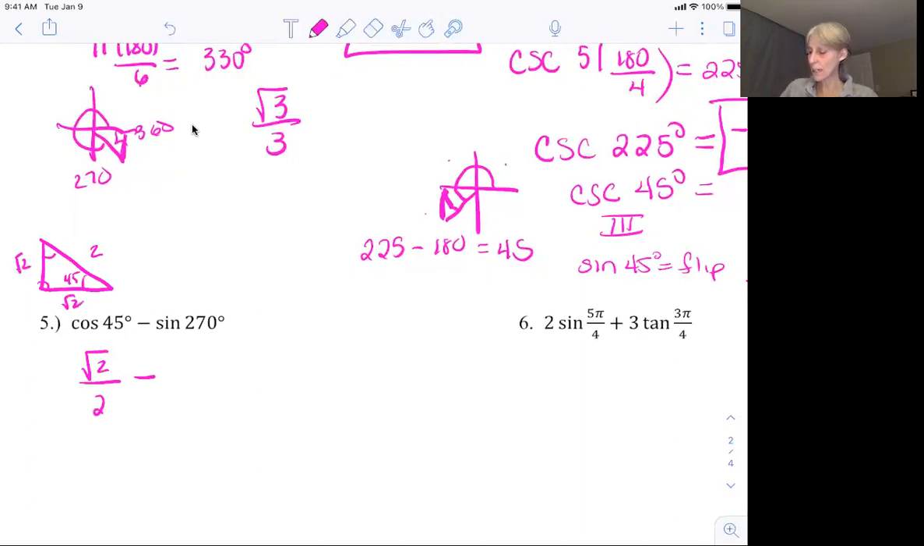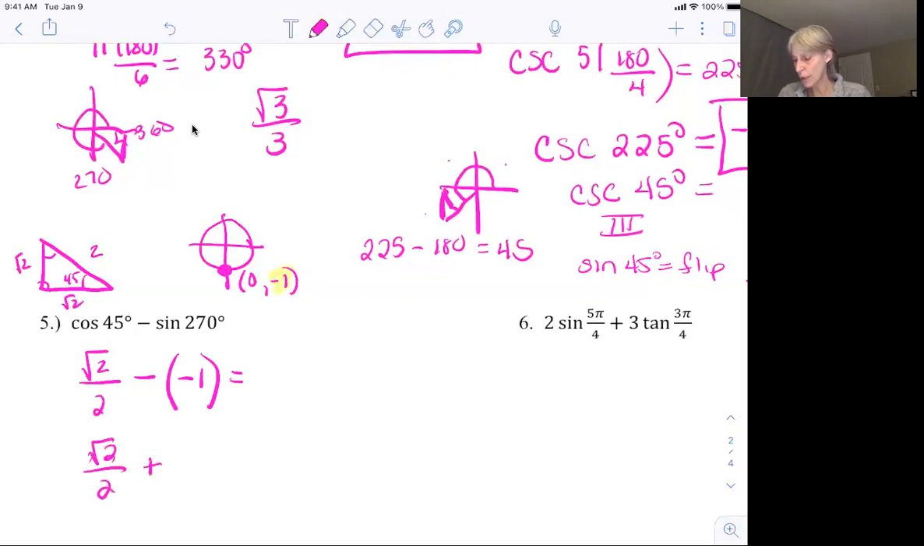Now here's where you have to recognize 270 is a quadrant angle. 270 is here. It's the point 0, negative 1. So the sine is going to be the y value. The sine, so radical 2 over 2 minus negative 1. We get radical 2 over 2 plus 1.